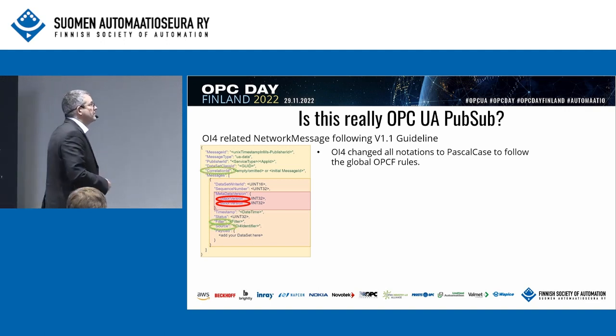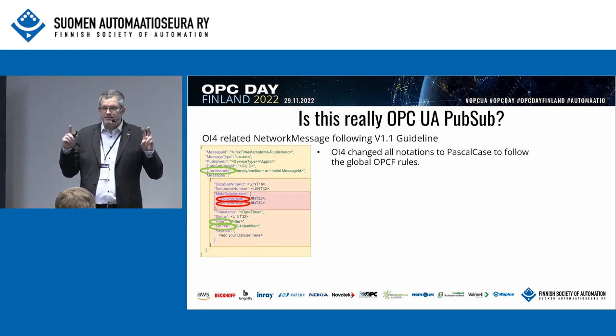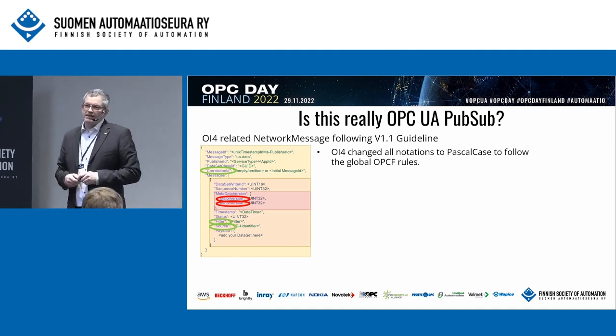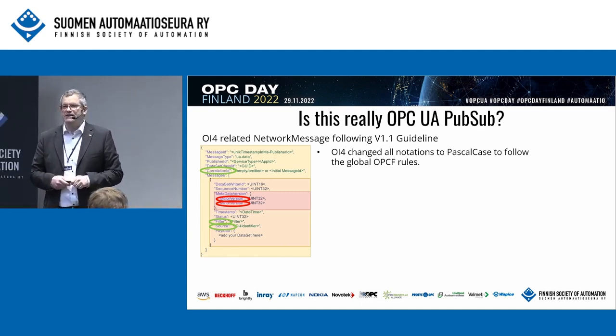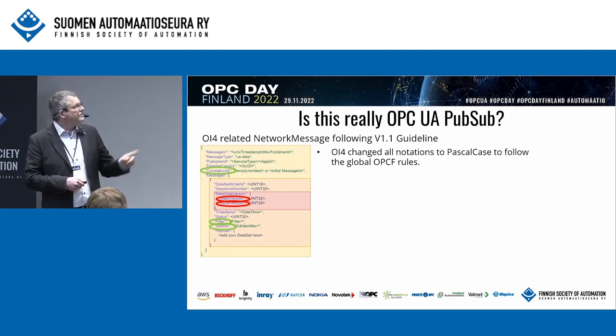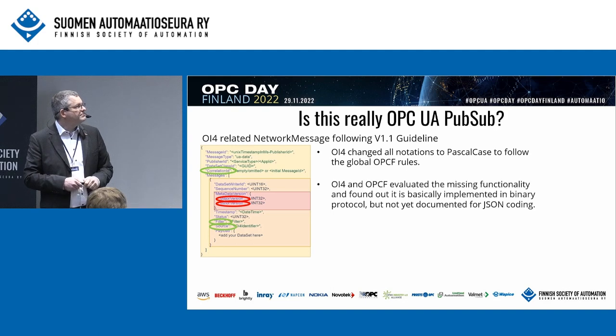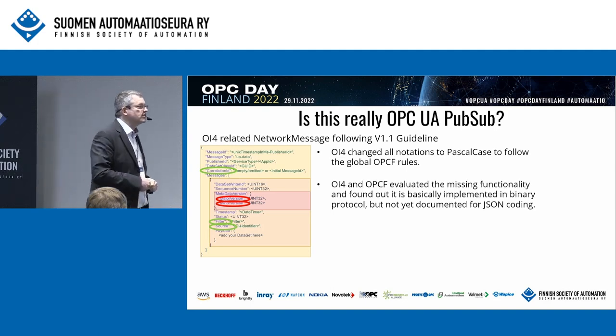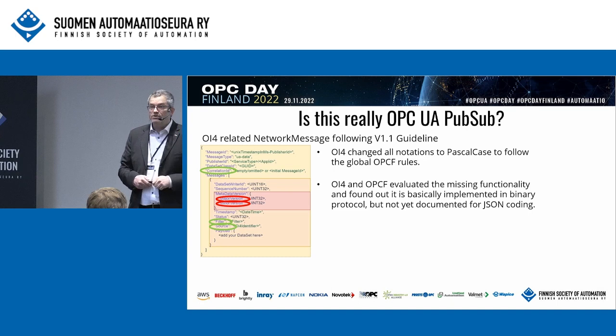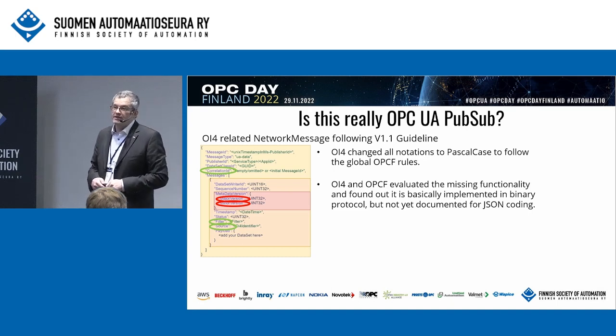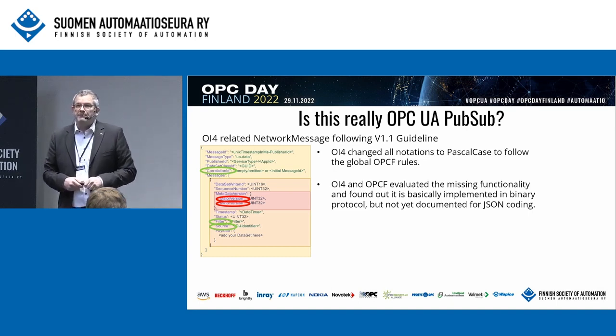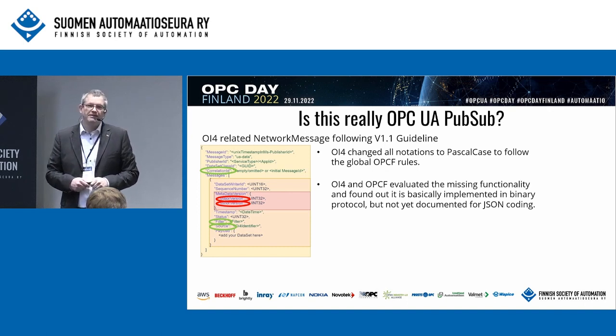We also, again, had a look at these special keys which we had. There was not enough time to discuss all the details with the OPC Foundation, so they are still not compliant, but we evaluated the missing functionality and we found out basically most of that stuff is already implemented for the binary protocol, but not yet documented for PubSub JSON. So it's not yet implemented in that part of the specifications which we have read.